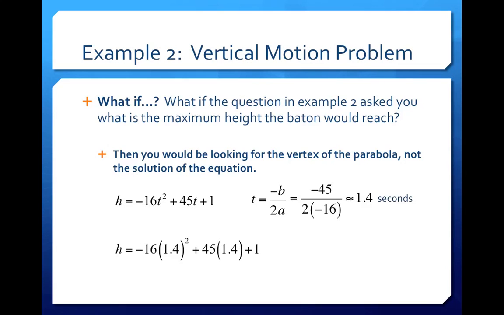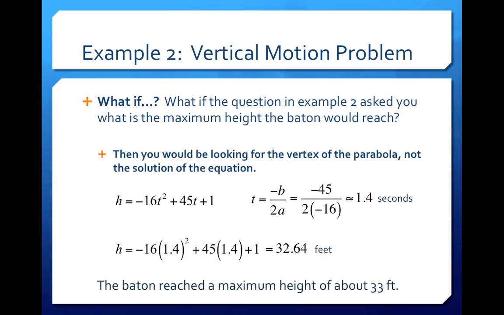We need to now put that into the equation for t to find the actual height. So if we work that out, we end up with about 32.64. That's now the height, so that's the feet. And so we can finally answer this question by saying the baton would reach a maximum height of about 33 feet, just a little less than 33 feet.